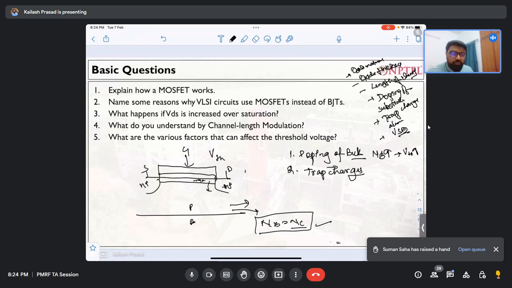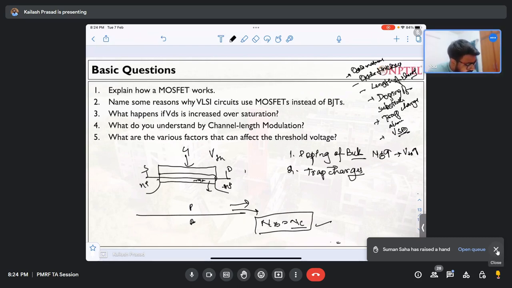Okay. So do you know what trap charges are? These are introduced during the oxidation process itself, and these are the charges you don't want, right? Okay, let me explain this for everyone.